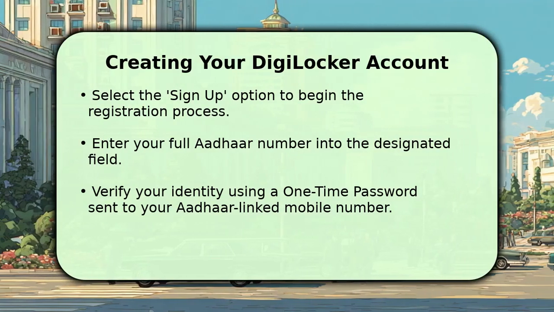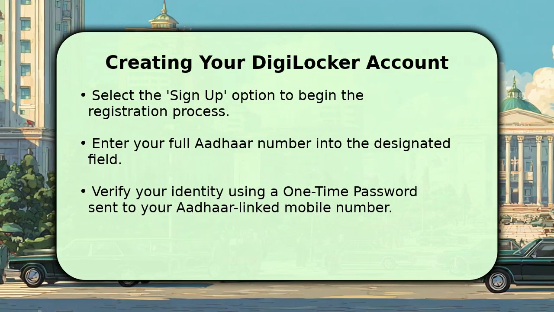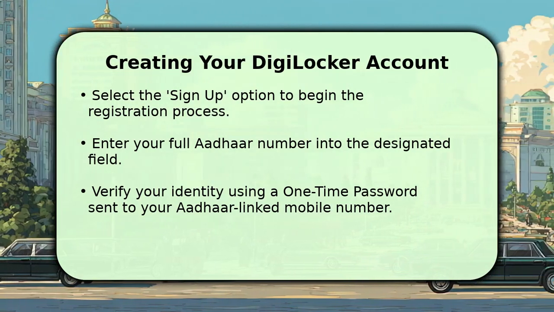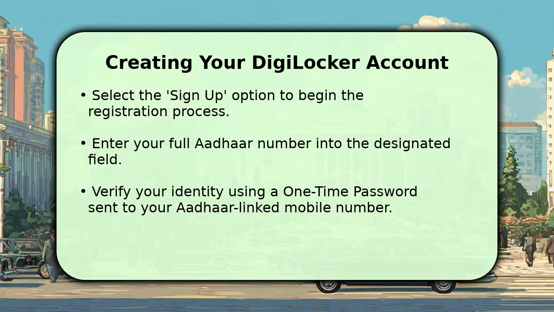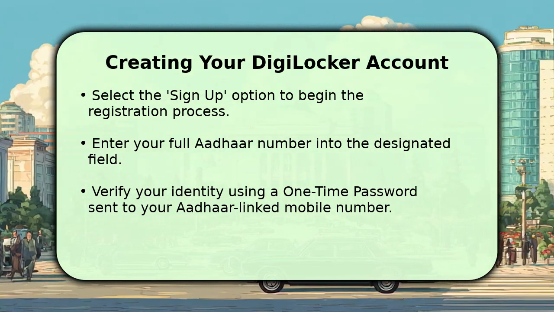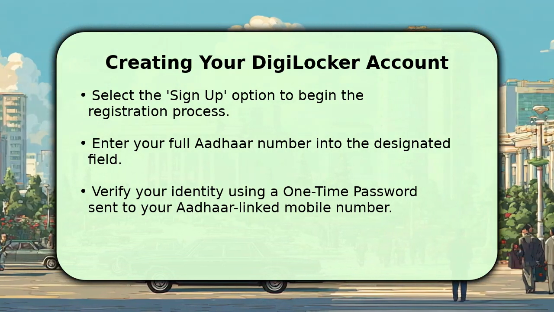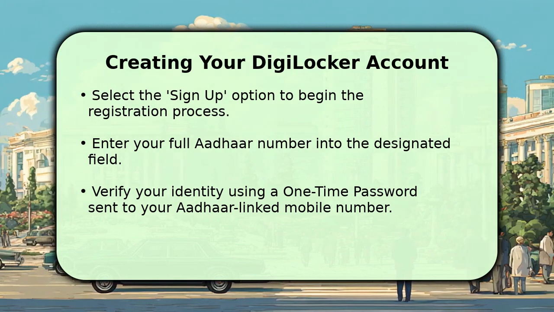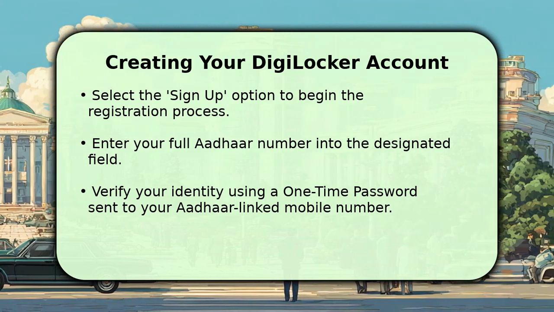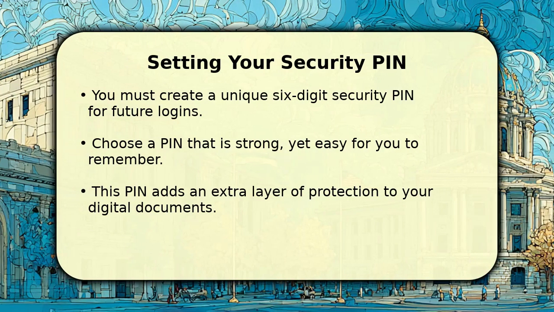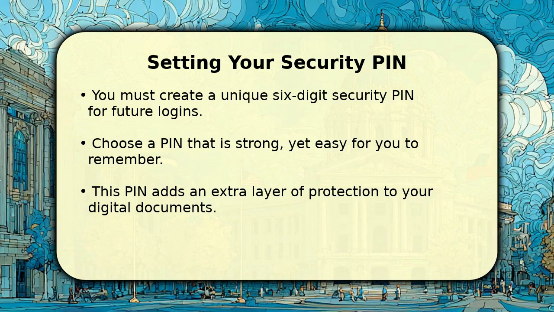Once you have the app or website open, locate and tap on the Sign Up button. Next, you will be prompted to enter your complete Aadhaar number, which is a 12-digit unique identification number. After entering your Aadhaar, a one-time password will be sent to the mobile number registered with your Aadhaar. Carefully enter this 6-digit OTP to successfully verify your identity and proceed with account creation, ensuring your account is securely linked.